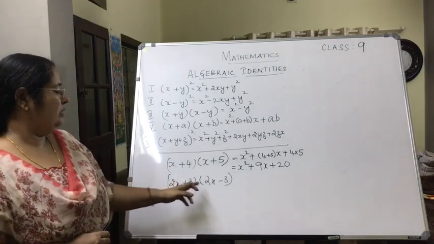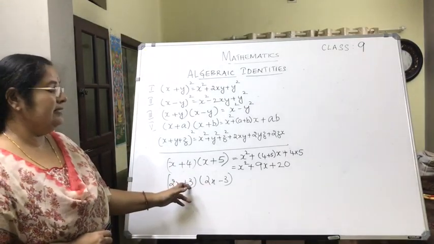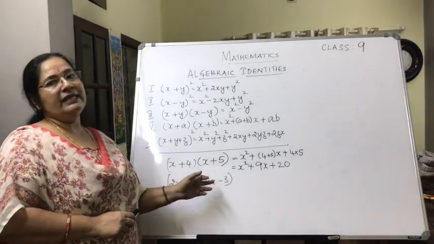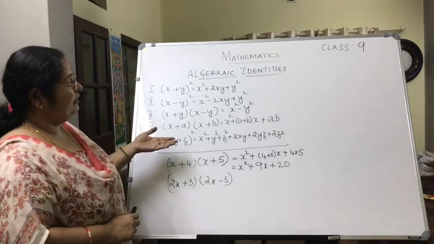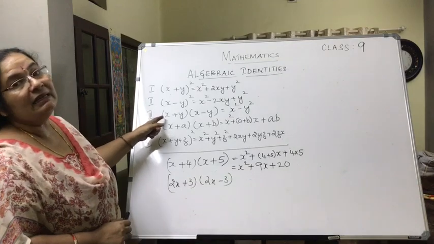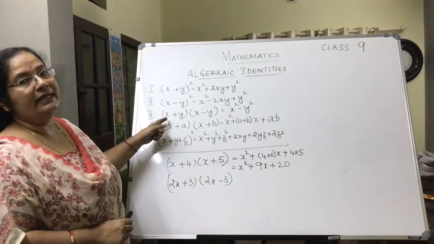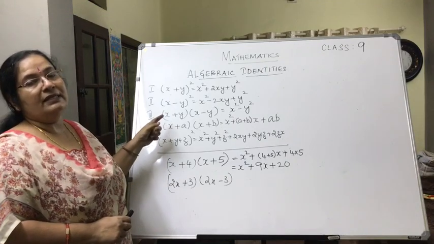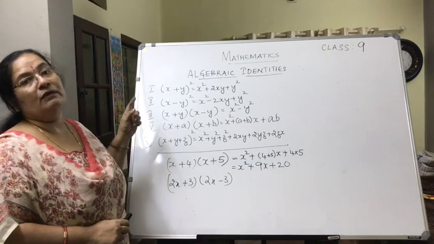2x, 2x, both are same. The only difference is in the second terms. Here it is plus 3, here it is minus 3. So which identity can we use? We can use the third identity. What is the third identity? (x plus y) into (x minus y) equals x square minus y square.